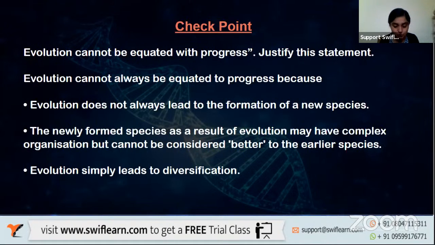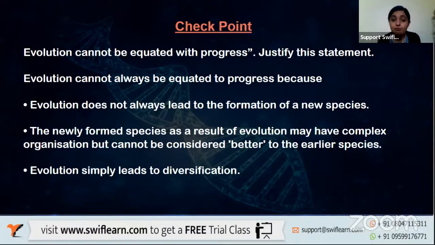Now, let's do a quick recapitulation or a checkpoint to see what we have covered in today's session. So, if we start from: evolution cannot be equated with progress, justify this statement. The answer says evolution cannot always be equated to progress because evolution does not always lead to the formation of a new species.